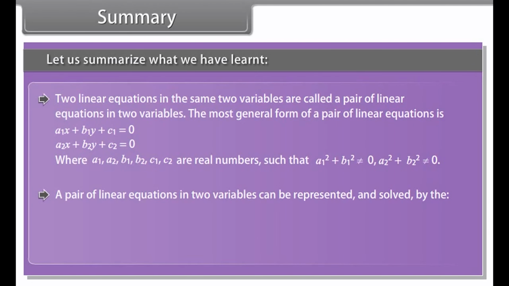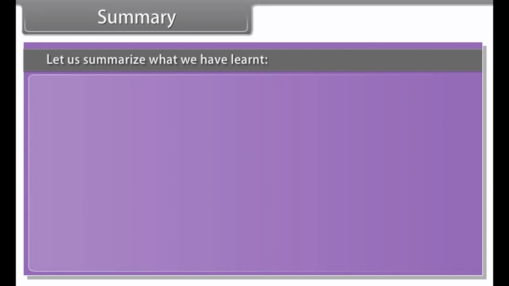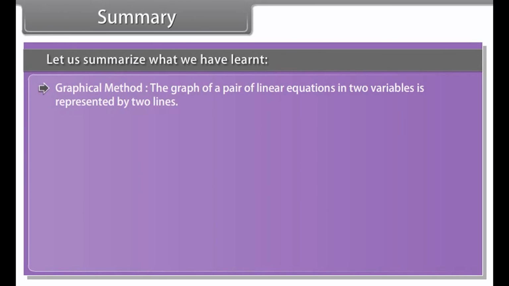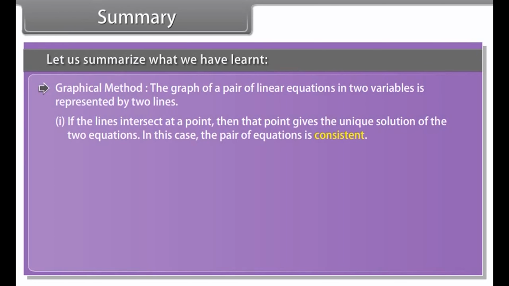A pair of linear equations in two variables can be represented and solved by the 1. Graphical method and 2. Algebraic method. Graphical method. The graph of a pair of linear equations in two variables is represented by two lines. 1. If the lines intersect at a point, then that point gives the unique solution of the two equations.